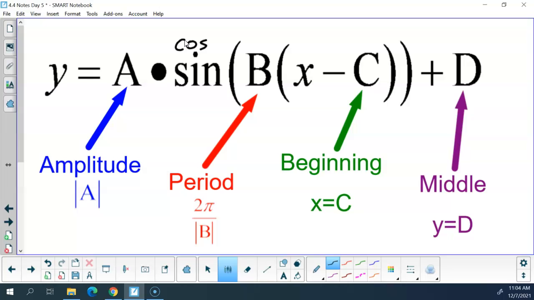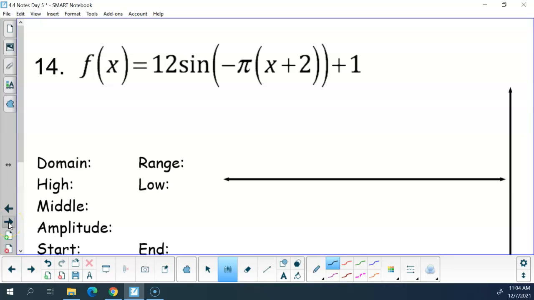C is what we learned on Friday. That's where you start. That controls the start. And D controls the middle. So C and B deal with horizontal things. A and D deal with vertical things. So with that being said, we would like to graph this: f of x equals 12 sine of negative pi times the quantity x plus 2, then plus 1.